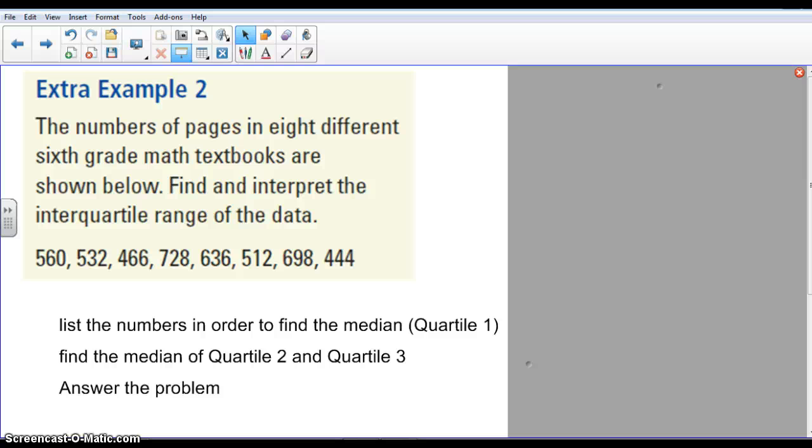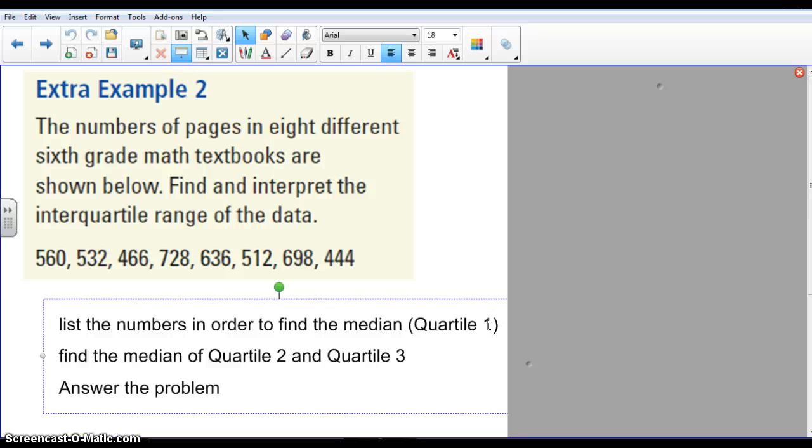Here is an extra example I'd like you to work on. Read through. There's a couple things I want you to do: list the numbers in order to find the median, which is quartile, sorry, that's wrong, quartile 2. And then I want you to find the median of each quartile, numbers 1 and 3, and then answer the problem. Come back when you're done.